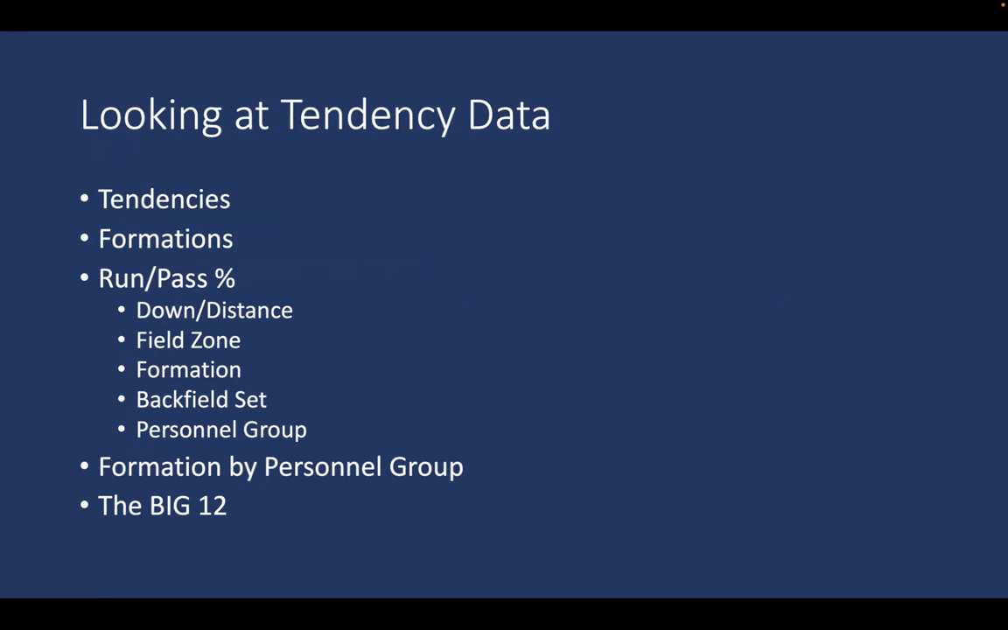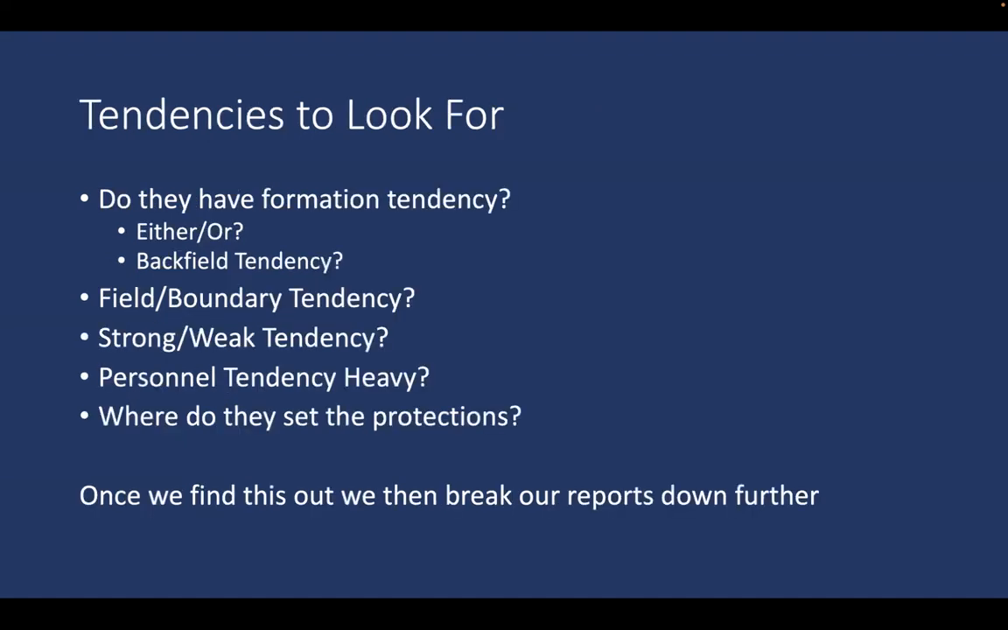If I know that in this down and distance situation, they are 80-20 run pass, that helps me be able to call a better defense. If I know that they're 80% pass in this, and this is the pass that they call, I can call a much better defense. So we're going to use this tendency data.